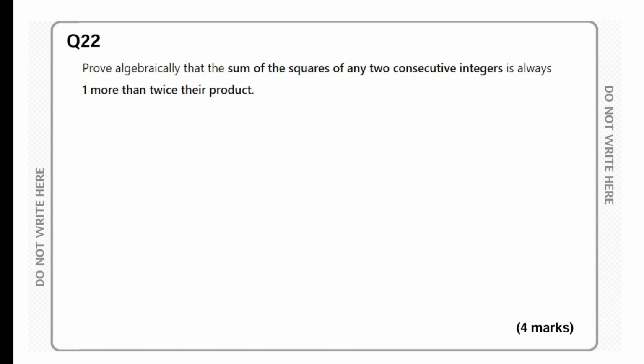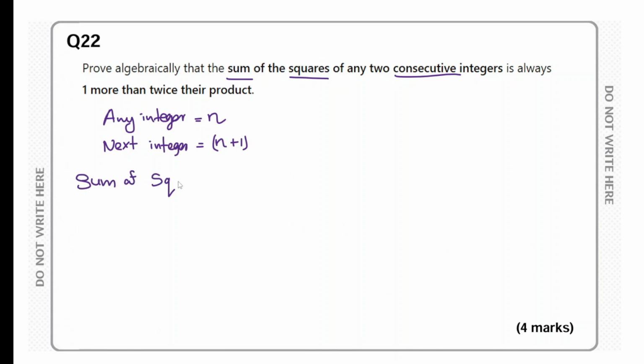Question number 22. Pause the video and try this. Prove algebraically that the sum of the squares of any two consecutive integers is always one more than twice their product. Now, let's break this down. So let's call any integer n. Sum of the squares of any two consecutive integers. So we need to get the next integer. Sum of the squares. So let's get the sum of the squares.